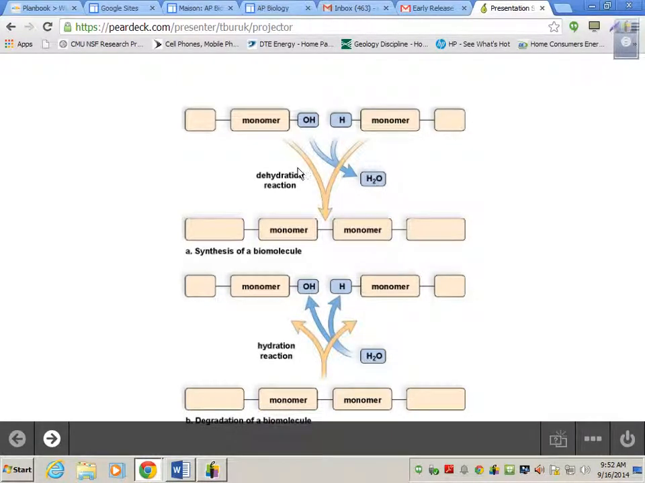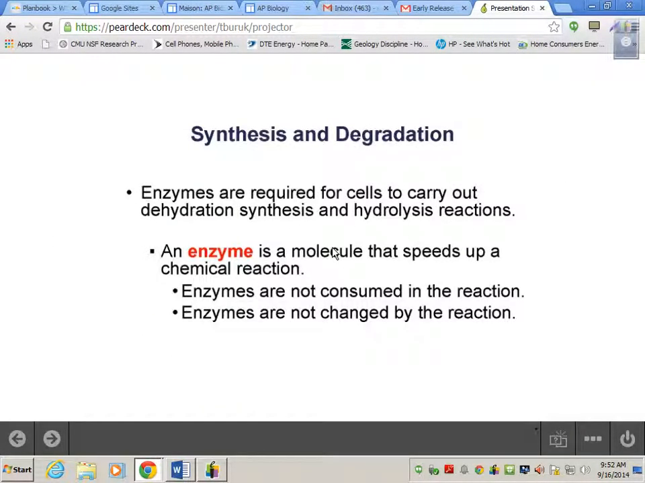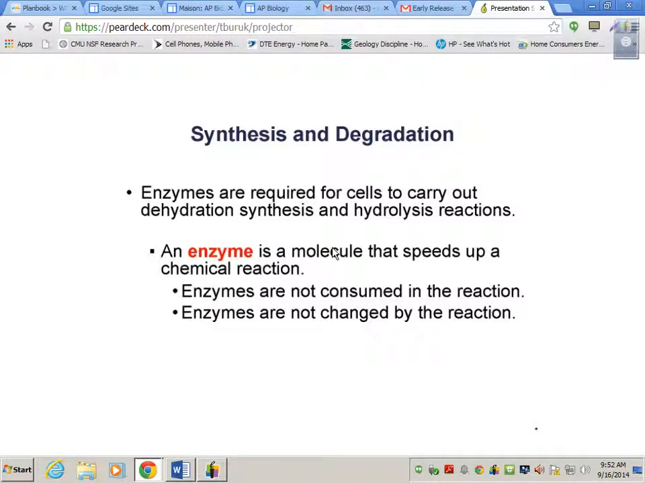Why do we call it dehydration synthesis? I get dehydration. You're removing what? Water. Why synthesis? You're making something bigger, right? You're synthesizing it. So enzymes are required for cells to carry out dehydration synthesis and hydrolysis reactions. And remember, an enzyme is a molecule that speeds up a chemical reaction.